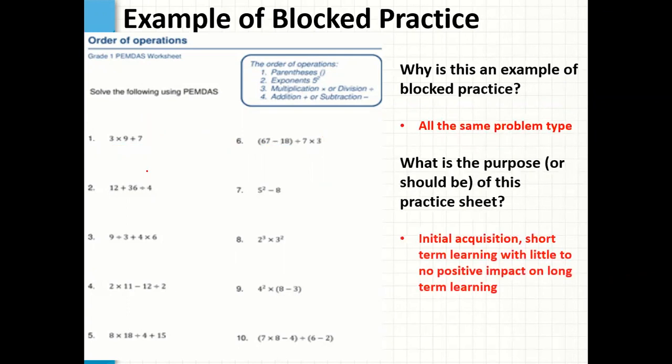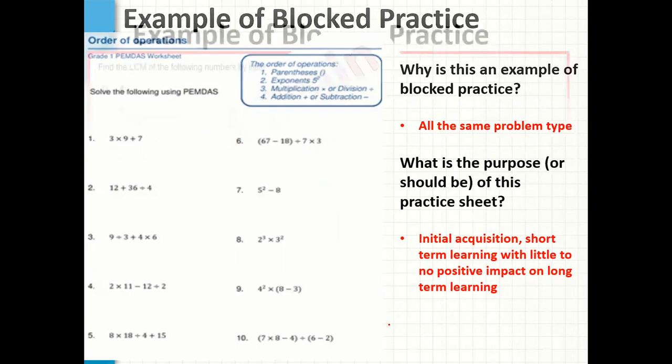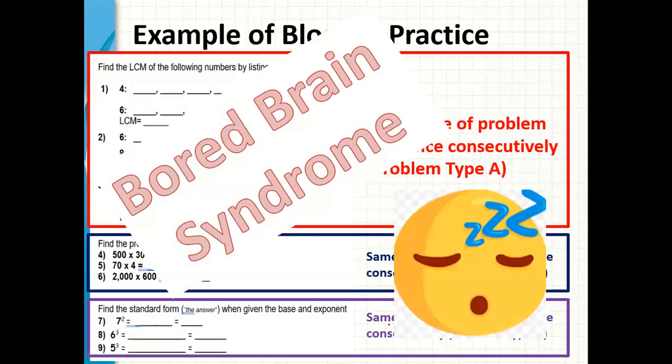So again, this is blocked practice, and this will help with initial acquisition or give us a short boost that then falls rapidly. A colleague and I have coined this the bored brain syndrome. When you block, your brain will eventually become bored and you're no longer processing the problems, you're regurgitating them. That regurgitation will show a short increase that does not last.